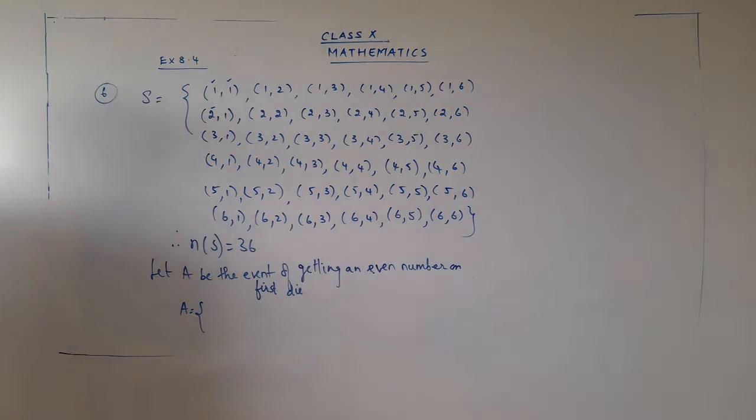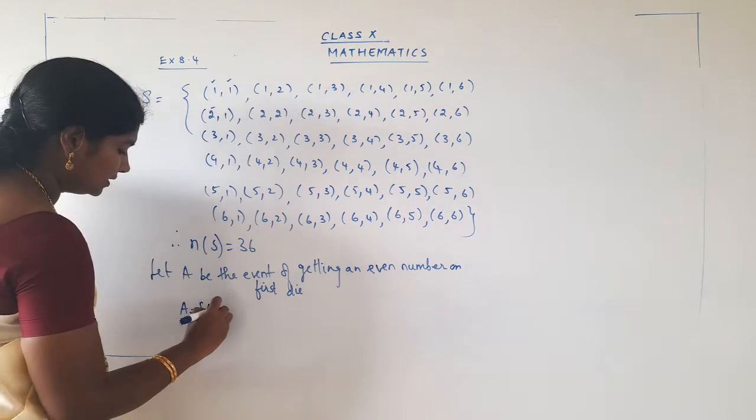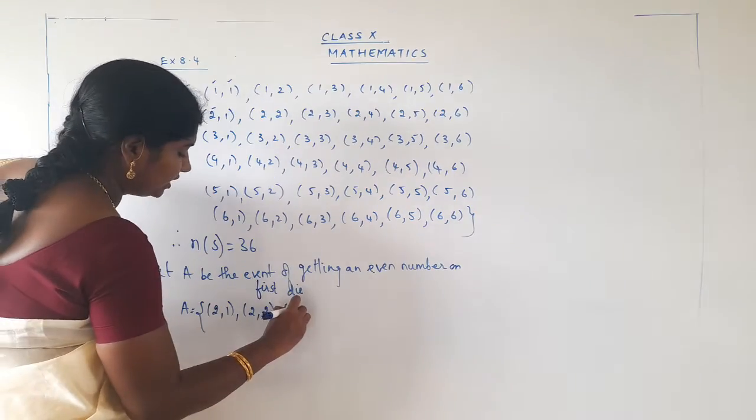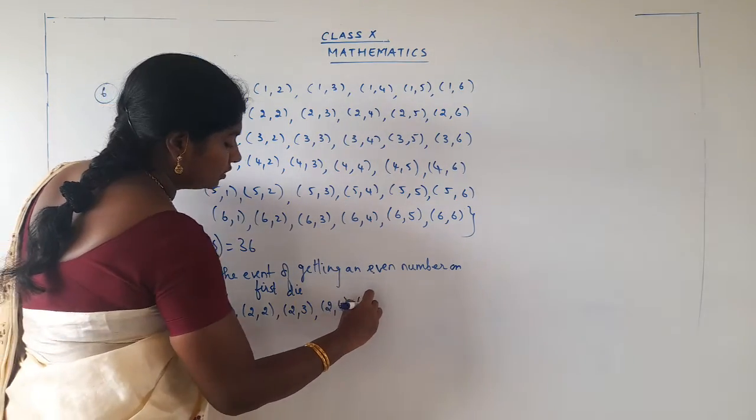Take down the values, the members you have written. I write out all the possible outcomes here. 2, 1, 2, 2, 2, 3, 2, 4, 2, 5, 2, 6.